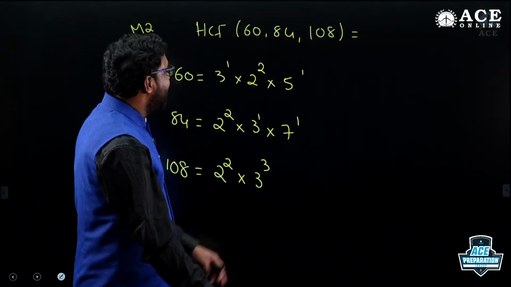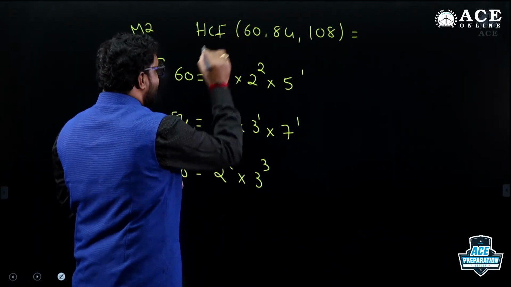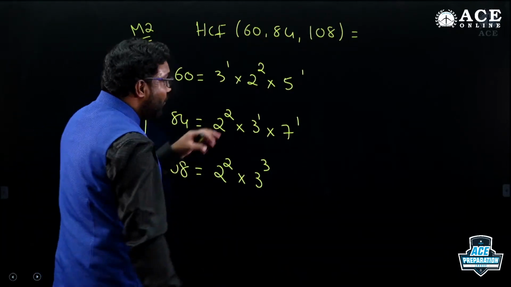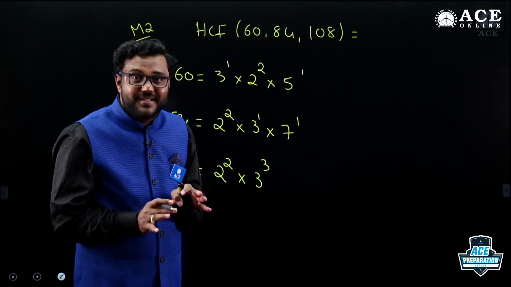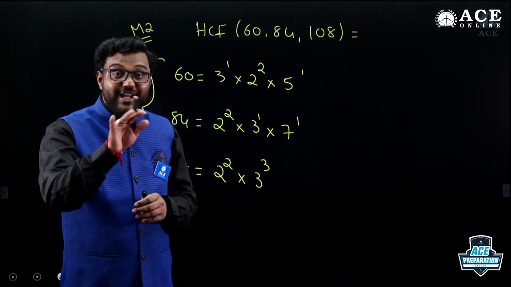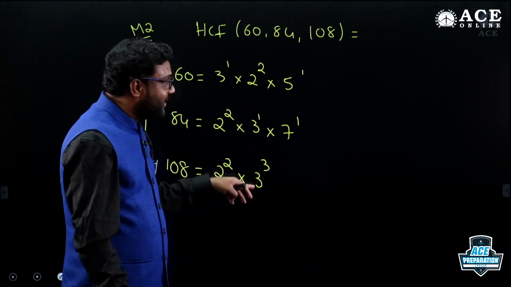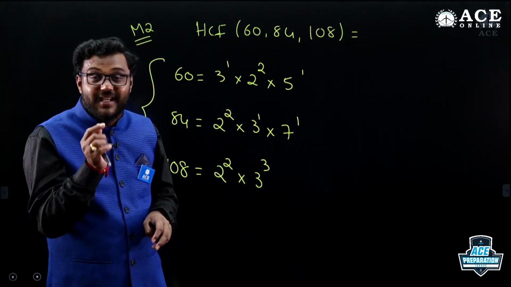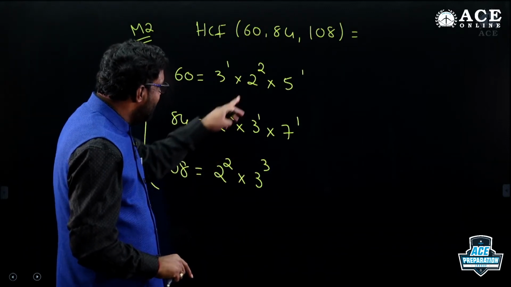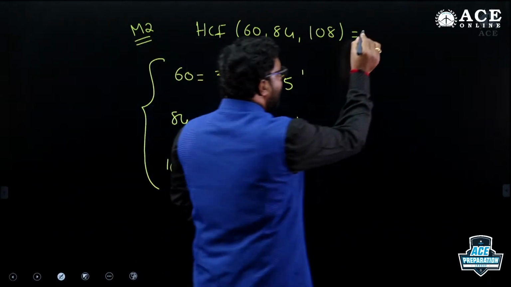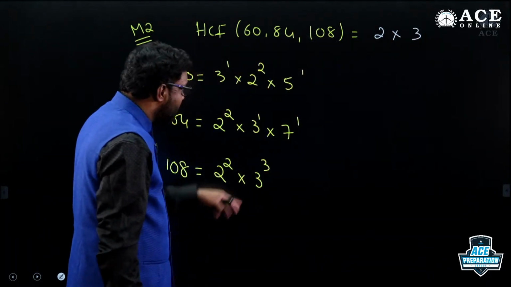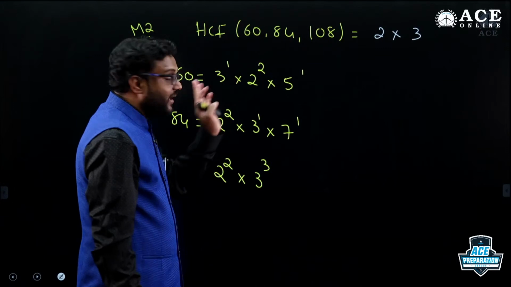Now, if you want to calculate HCF for this one, my dear friends, what should you do? So guys, now you should write only the prime numbers common in all. It's not like all prime numbers. In LCM, we write all prime numbers. Now here, we should write common prime numbers, each with its least power. What is the common prime number in all? 2 and 3 are there. 5 is not there in all. 7 is not there in all. 2 and 3 are available everywhere.